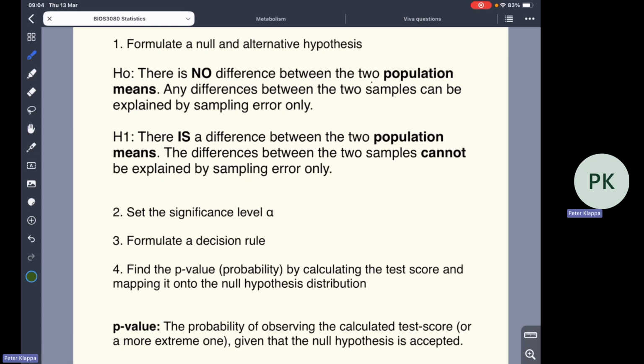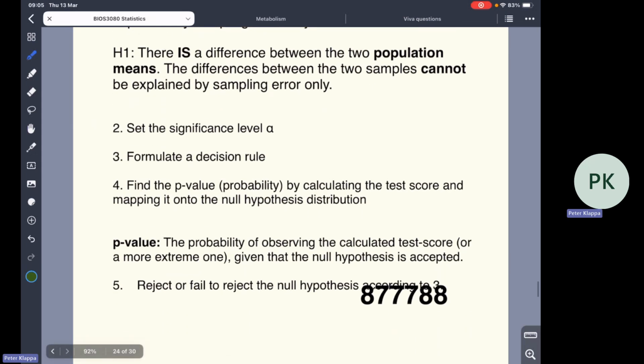We then, of course, have to calculate this p-value. Steps 1, 2, 3 are what you do before you start any calculations, before you get the calculator out. That's really important. In step 4, we calculate a test score, and I will show you how we do that today. We then ask how likely it is to find this test score if we assume that the null hypothesis is correct.